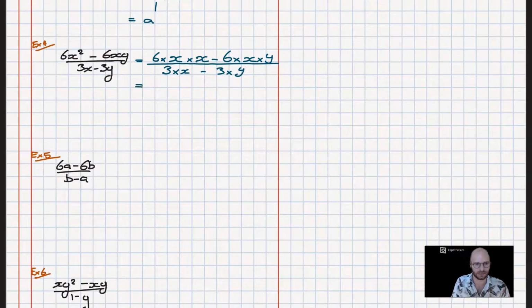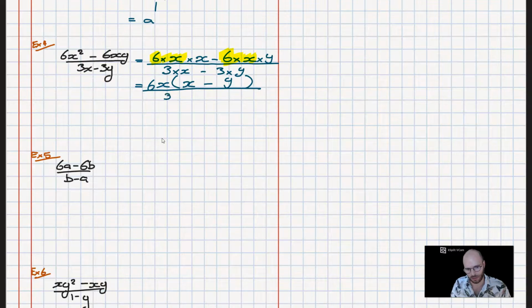Now we ask ourselves, purely looking at the numerator, what's common? Well, there's a 6 here and a 6 here. And it's a 6 times x and a 6 times x. And that's all that's common between the two. So we'll go 6, open up some brackets, and we'll look at what's left. We've got an x minus y, and that's all over 3 times x minus 3 times y.